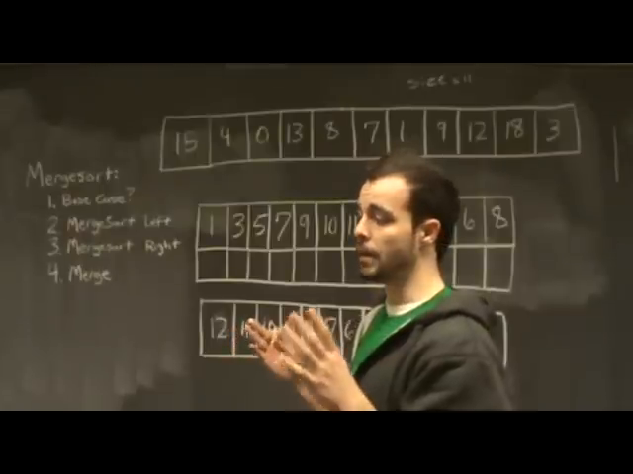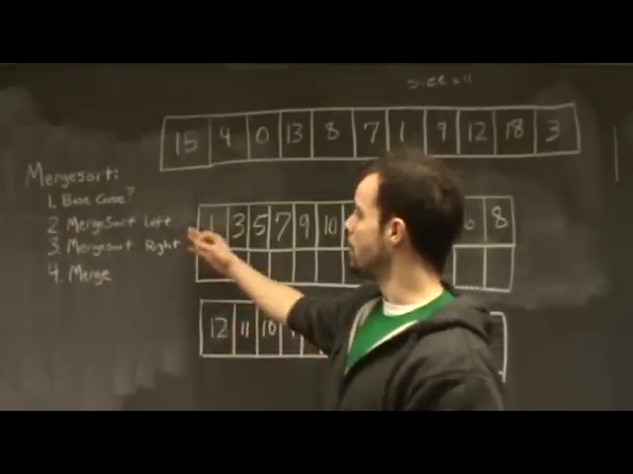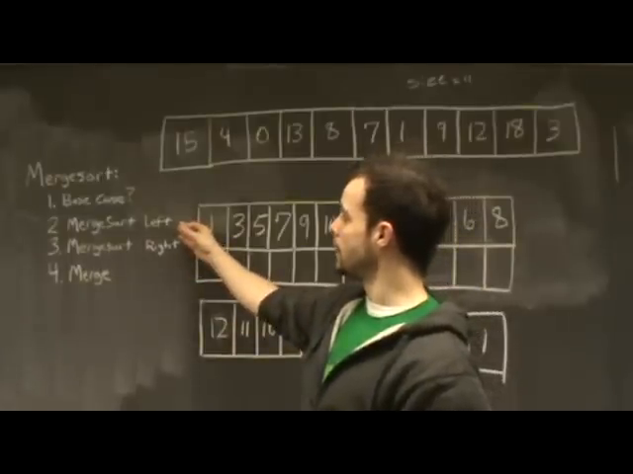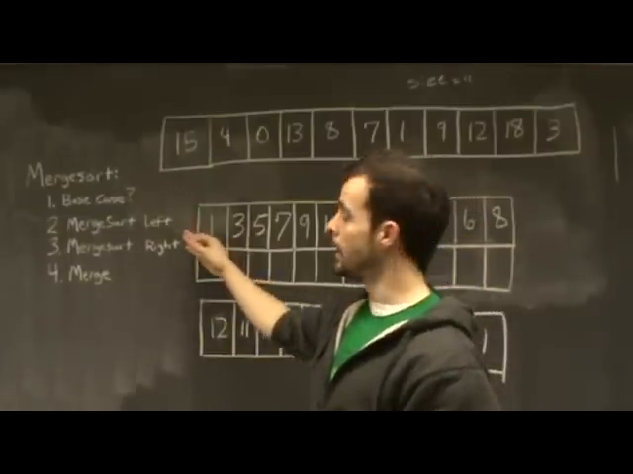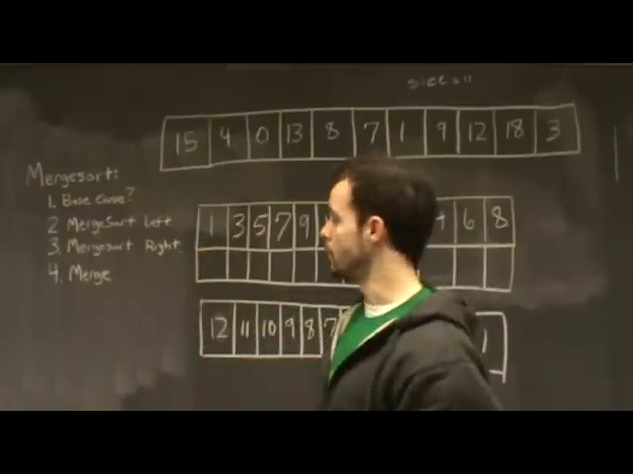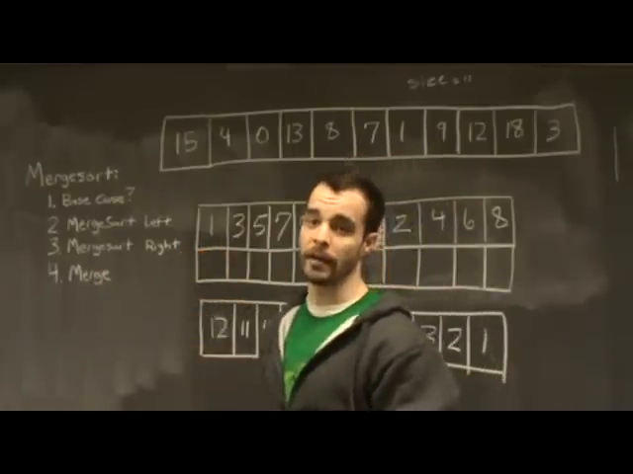If we can indeed split it into smaller pieces, in other words, if our subarray that we're given is at least 2 elements or larger, we know we can divide it into a left and right side. So we recursively call mergesort on the left side, and then we recursively call mergesort on the right side of the subarray that we were originally given, and then we merge those 2 halves back together.